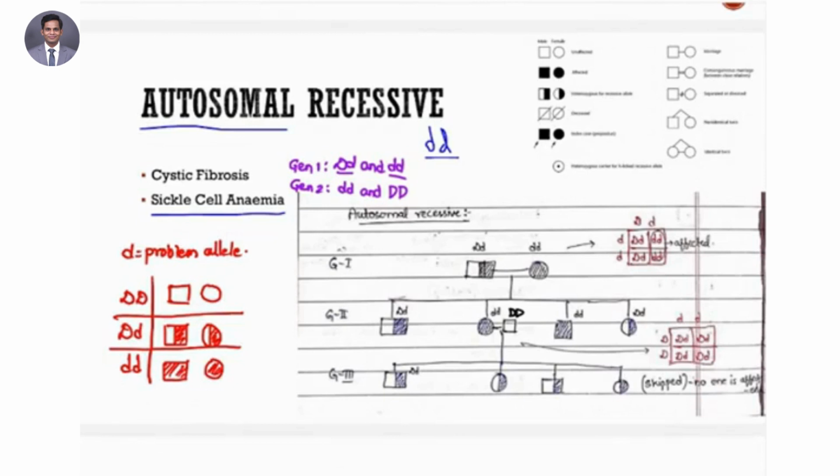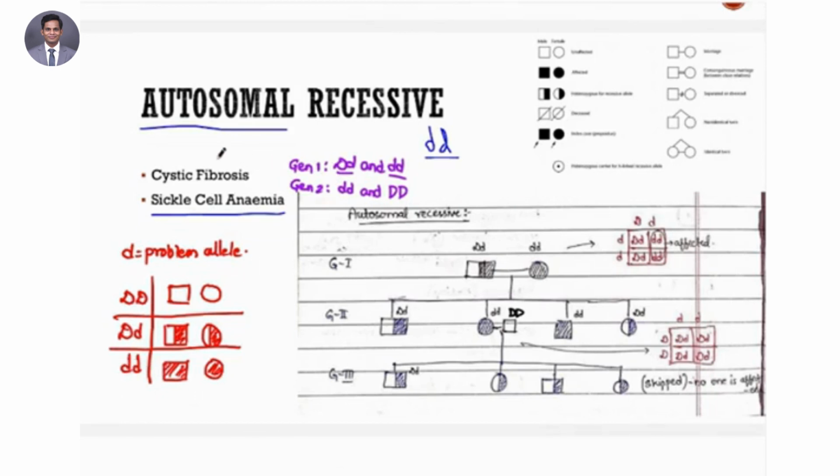Okay, so here, we start with the same sort of thing. It could be cystic fibrosis, alkaptonuria, phenylketonuria, albinism, thalassemia, sickle cell anemia. It all works the same, right? The only thing you have to know is that capital D capital D is unaffected, capital D lowercase d is unaffected, but it is carrying that recessive allele. And lowercase d, the problem allele, in lowercase d lowercase d is the only genotype that is going to be affected.